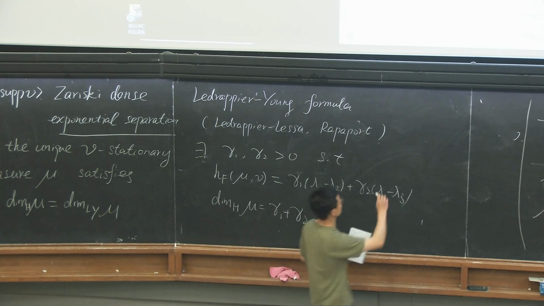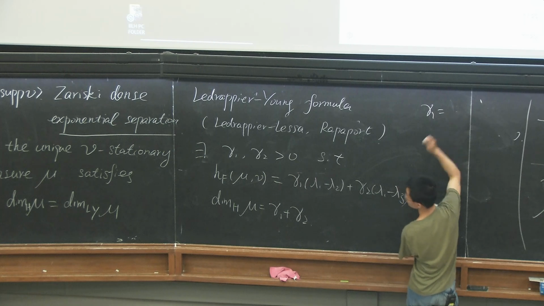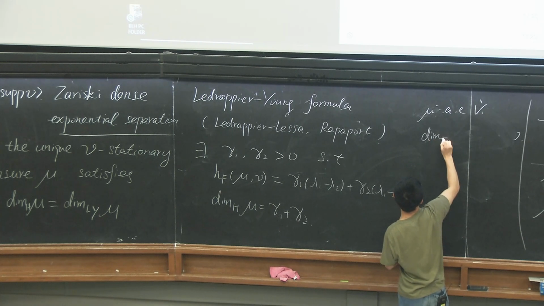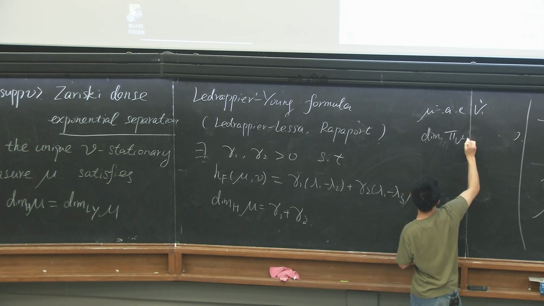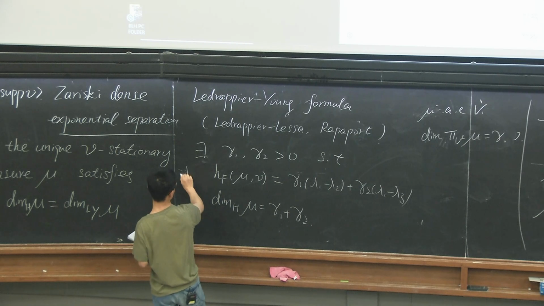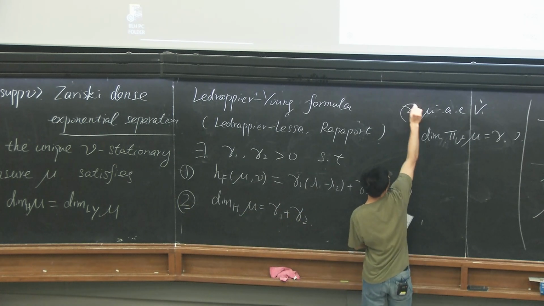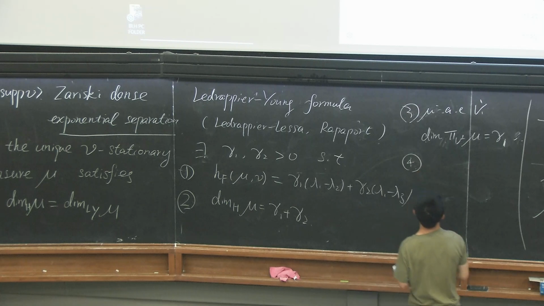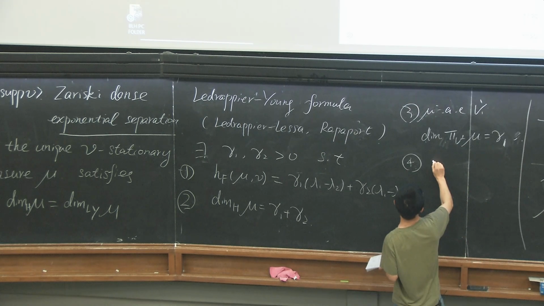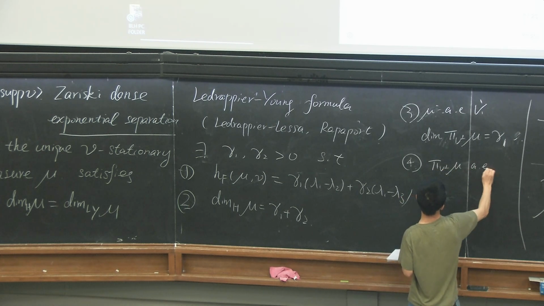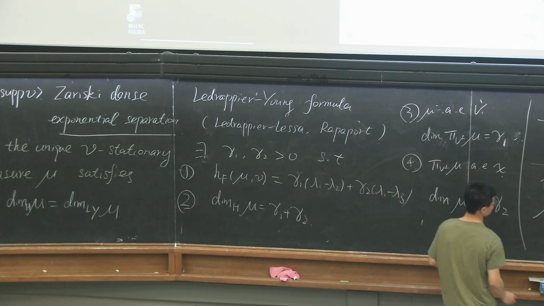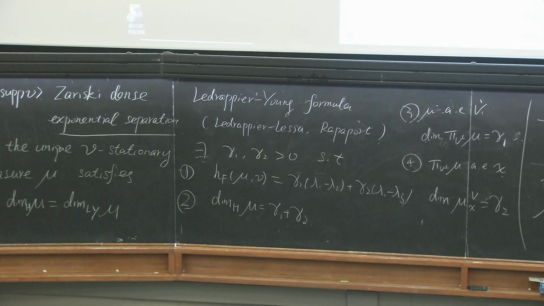And moreover, these gamma 1 and gamma 2 have meanings. They are dimensions. Gamma 1 is, for mu minus almost every v, the dimension of pi v perp mu is equal to gamma 1. Here gamma 1 is like the dimension of the projection, and gamma 2 will be the dimension of the fiber. So the statement is, for pi v perp mu almost every x, the dimension of the fiber measure mu x v is equal to gamma 2. Here the fiber measure is the fiber measure for this projection.